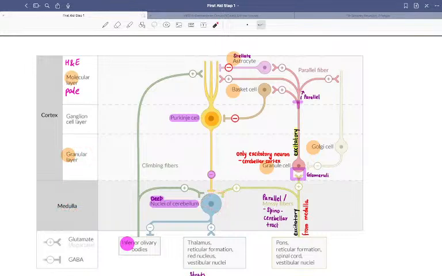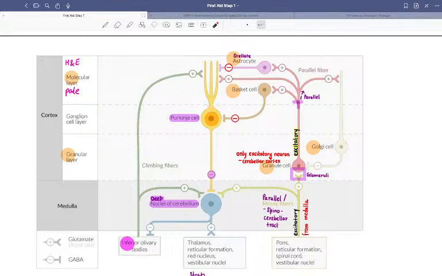In the granular layer we have the climbing fibers going, and we have the granule cell and the Golgi cell. Next you have the ganglionic layer, which forms some kind of connection. So the ganglionic layer is basically Purkinje cells. Obviously these are bipolar neurons. That's also one point to note.